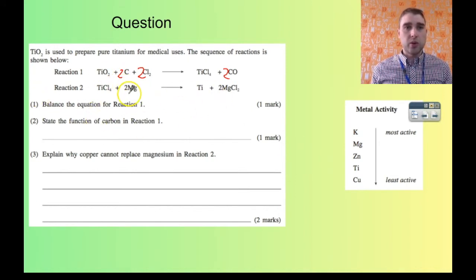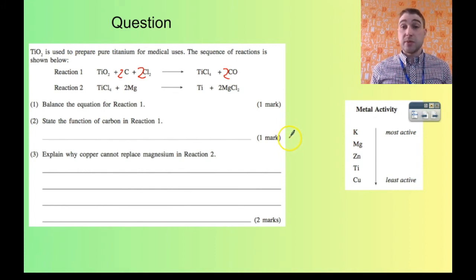Third part of the question says, explain why copper cannot replace magnesium in reaction 2. So why can't we put copper in here instead of magnesium? The answer is, if we have a look over here at our activity series, magnesium is much more reactive than copper. So here we're using magnesium as our reducing agent, so we need a fairly active metal there to be oxidized. If we try to substitute in copper here, copper isn't as reactive, it's not as easily oxidized, so it won't be able to reduce the titanium ions, which is what we want to have happen in this process. So copper is not a strong enough reducing agent for the titanium ions in titanium chloride.